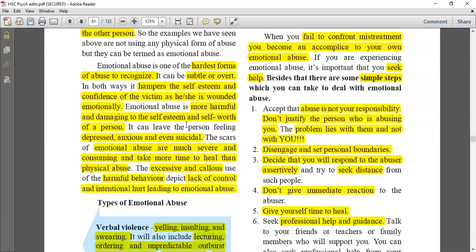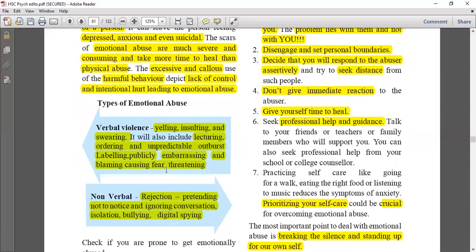The father is so strict that you have to do this. Even though the student is extremely good in humanities, no, you have to become an IITian. If you don't, then what is my life? My life is not worth it. That harms the confidence of the victim, and they feel wounded emotionally. That damages their self-esteem. They don't even feel confident in things that they are good at. So that could be emotional abuse.